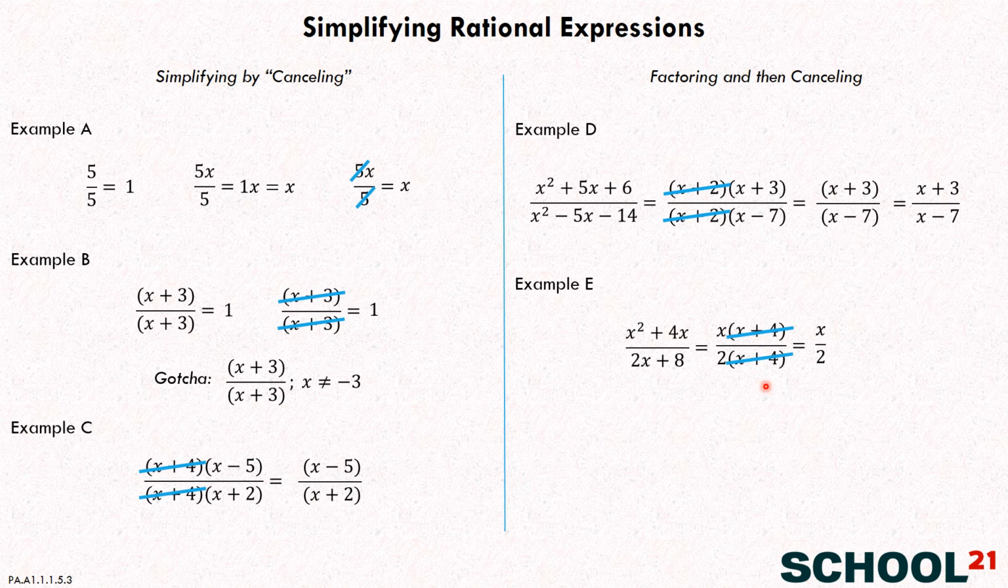x over 2. And wow, you see how much simpler that is than what was over here? Okay, great. So that's what rational expressions is all about, finding that stuff that you can cancel and getting to something a lot simpler. Make sense? Great job.